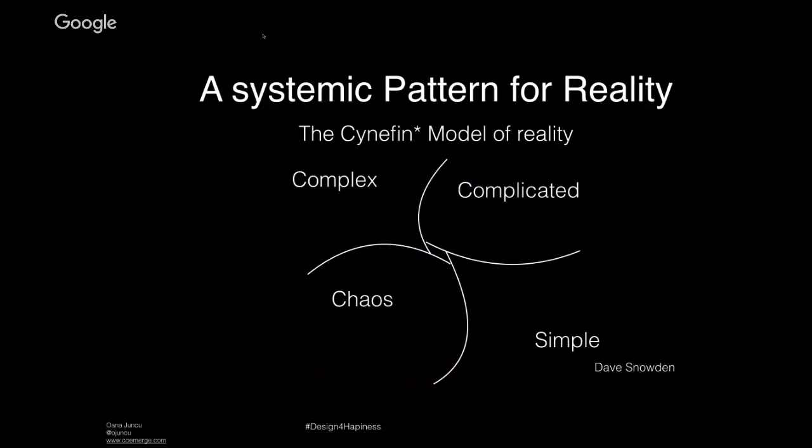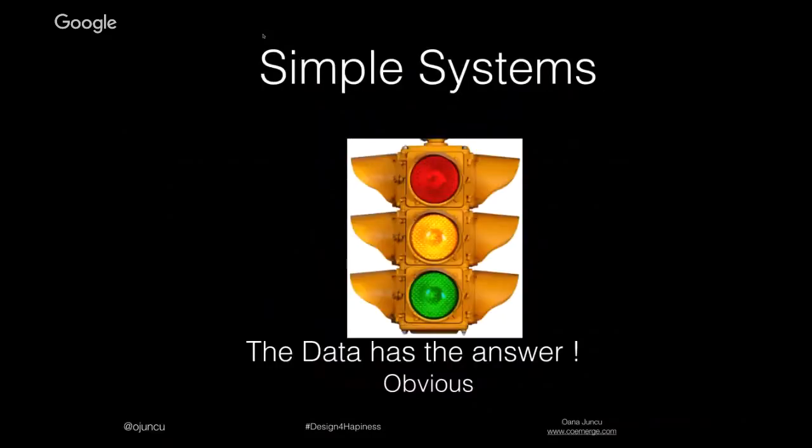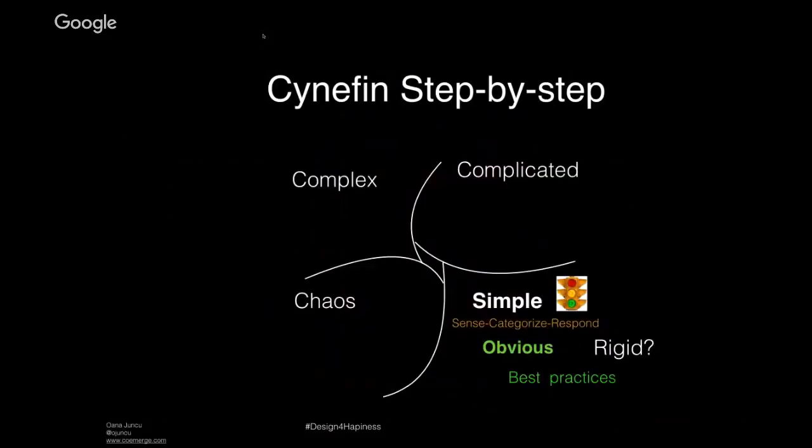So what's the difference very quickly between these systems? The simple systems are those systems where the data has the answer. You just see the data and you know the answer, like a traffic light. You see green, you know what you have to do. It's obvious. So in a simple system, when it's obvious what you do, you sense what is happening, the data has the answer, and you respond. You see the green light, you accelerate. You know that you can pass, you accelerate. So it's obvious. You have your best established practices.